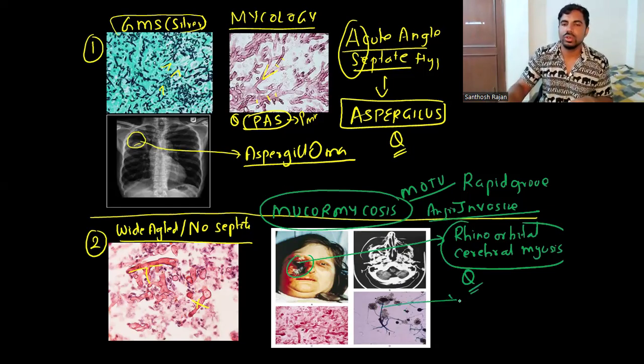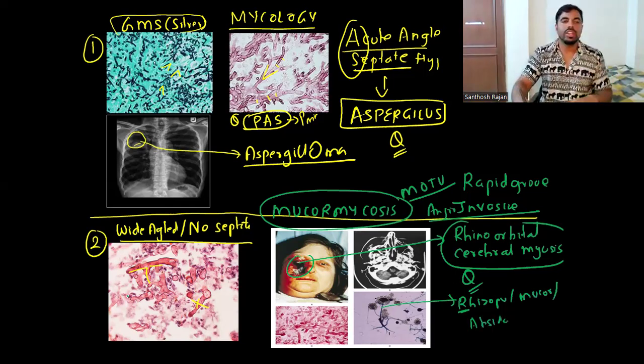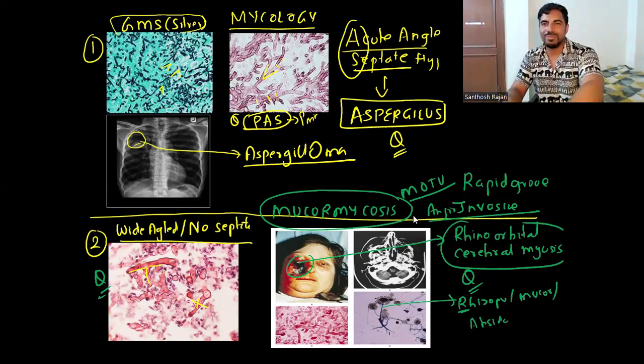See, the species include Rhizopus, Rhizopus one, mucor is other one. Mucor has no root, Rhizopus has root, and Absidia. These are the few species if they ask. But you will definitely expect this picture. A wide base, no septate means mucormycosis. But if you have acute angle septate means Aspergillus. Very simple and easy.